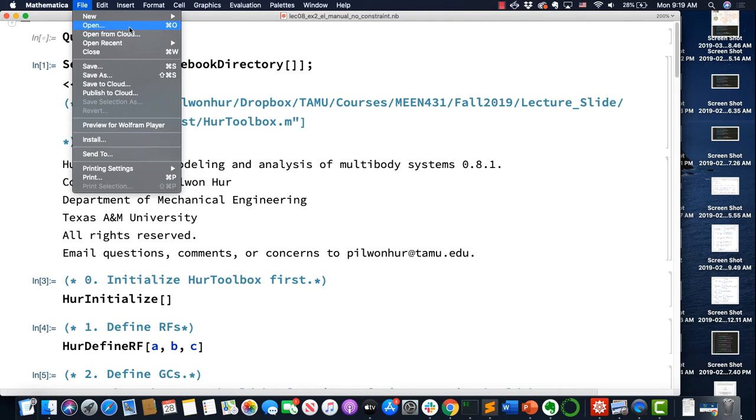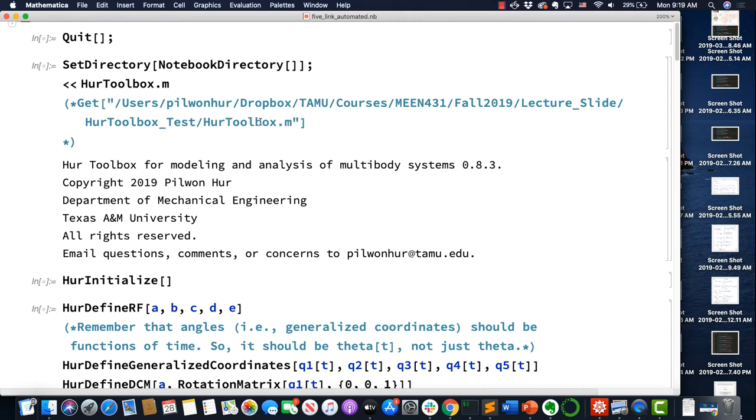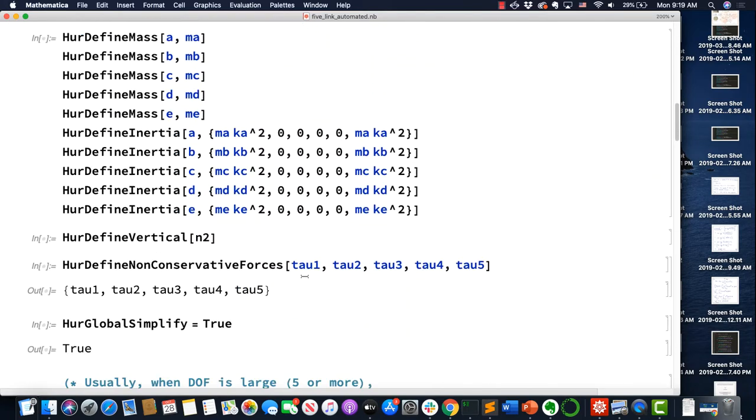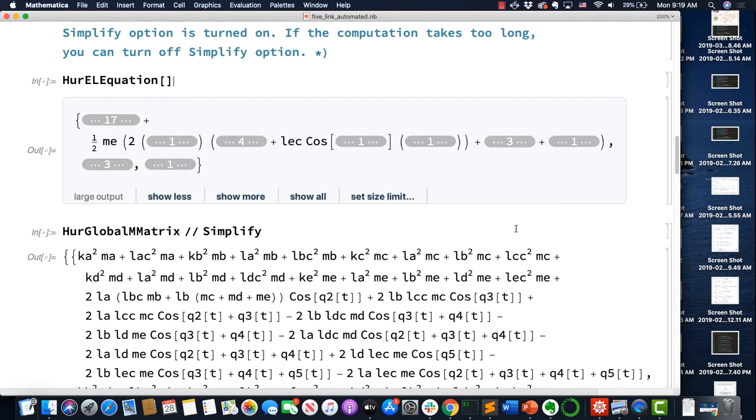So, for example, this is an example for 5-link humanoid robot walking dynamics, and everything else is the same. It's just the same process, but if you run the EL equation, it looks like this. That means it's too complicated. It's too long, so Mathematica refused to show all the equations.